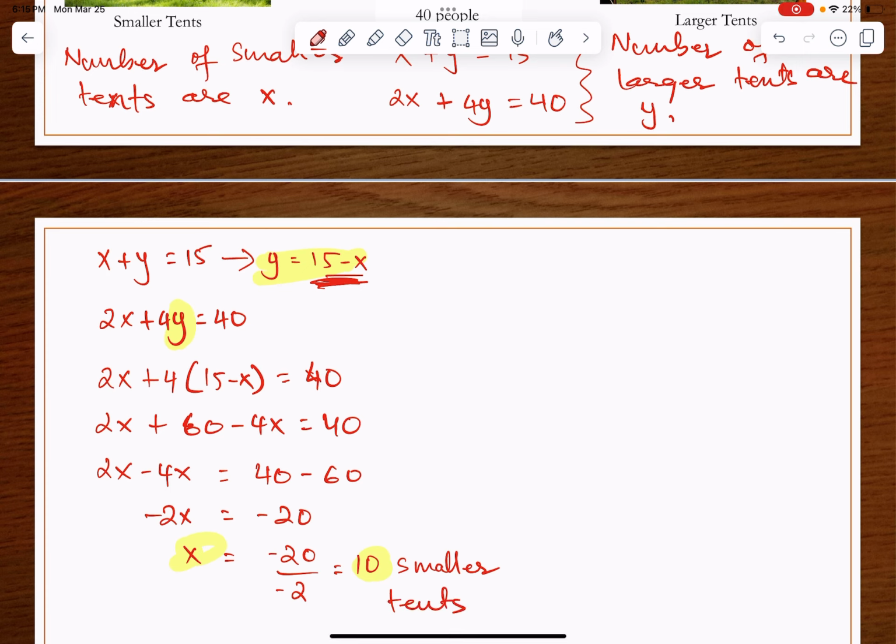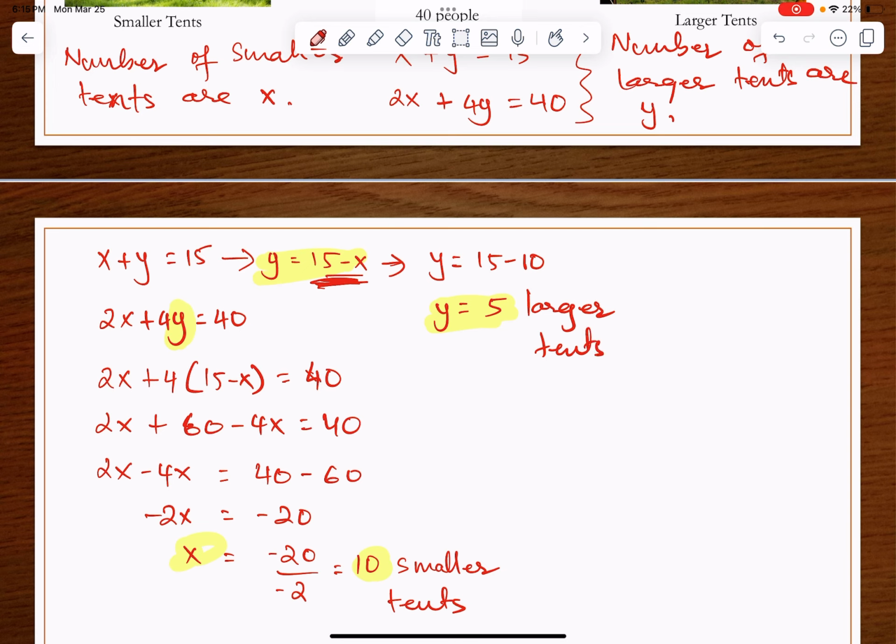And let us see how many larger tens there are. We already got the value of x. Now plug it into this equation, which is already ready to go. So y equals 15 minus x, and x is 10. In place of x you put 10, so you get 5. Your y equals 5. So that means we got 5 larger tens.